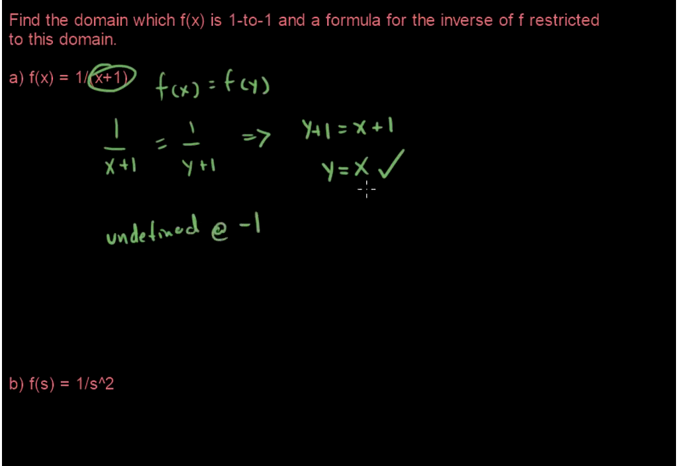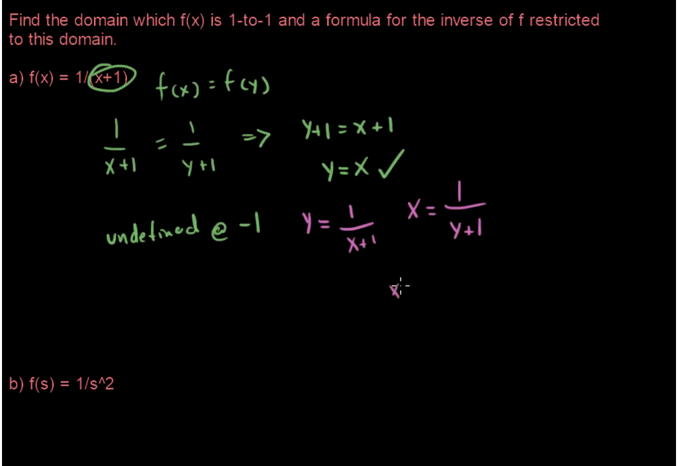At negative 1. Now in order to find its inverse, you just swap your x's and y's and then solve again for y. So you would have y equals 1 over x plus 1. That's your function. Now just switch your x and y. So you have x equals 1 over y plus 1. And now solve for y.